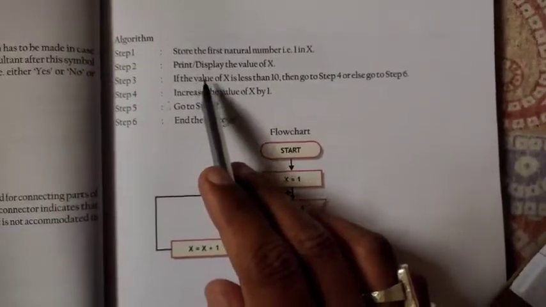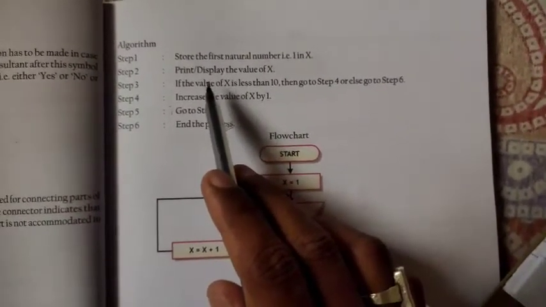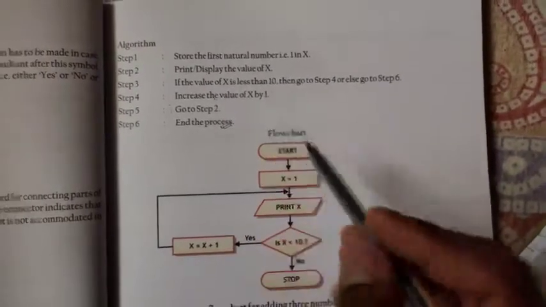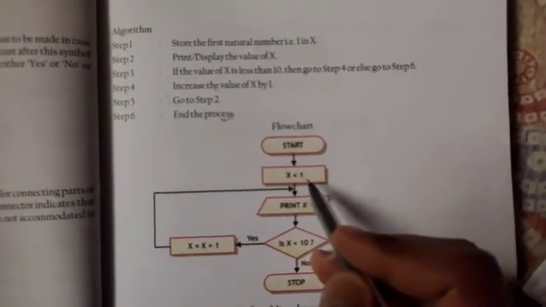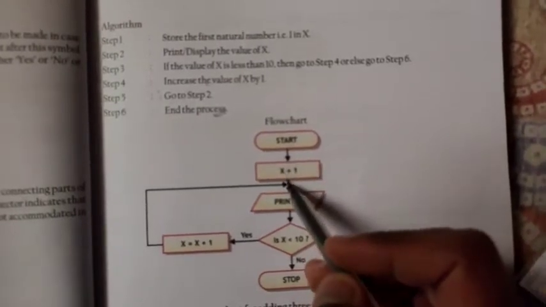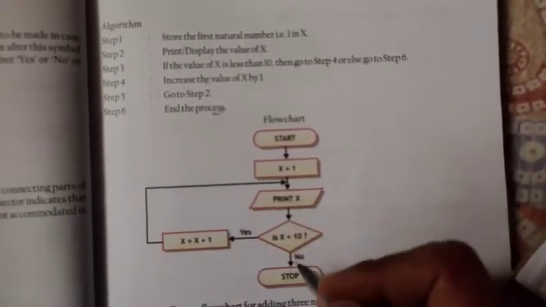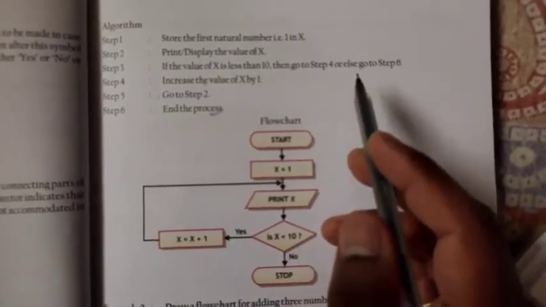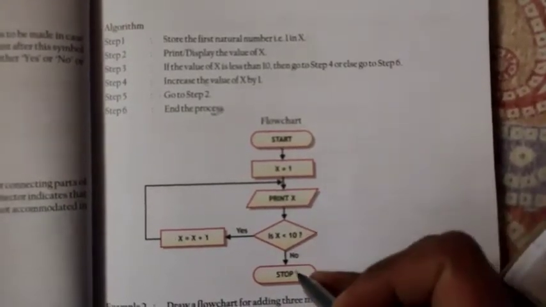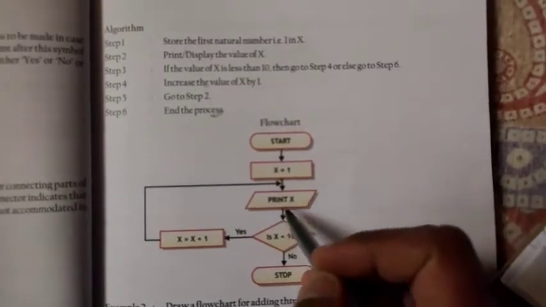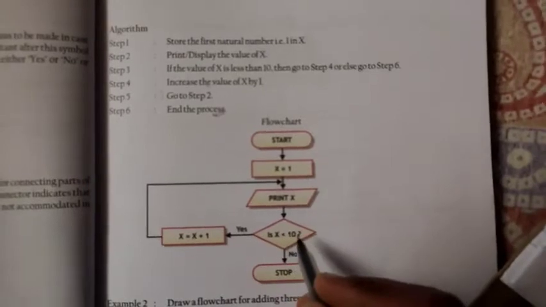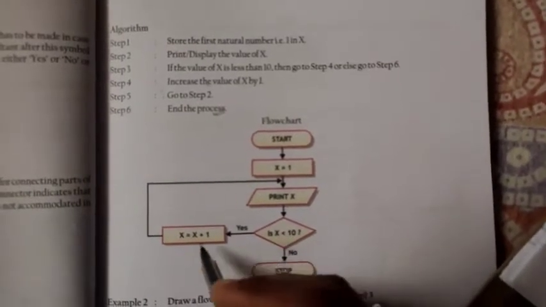Now the condition will be given here, that is the decision we have to take. If the value of x is less than 10, the value of x is obviously less than 10, then the flow will go to the next step. Or if it is not less than 10, then the flow will come directly here. The second decision symbol is there. If x is less than 10, we will move to step 4.